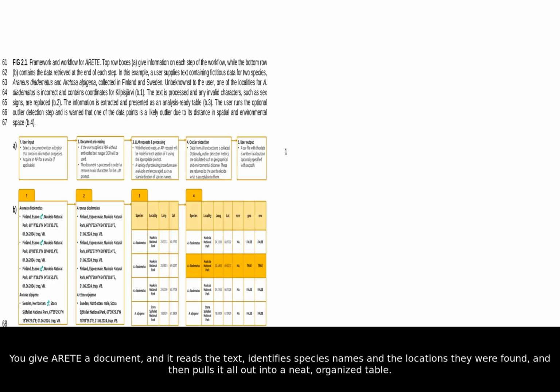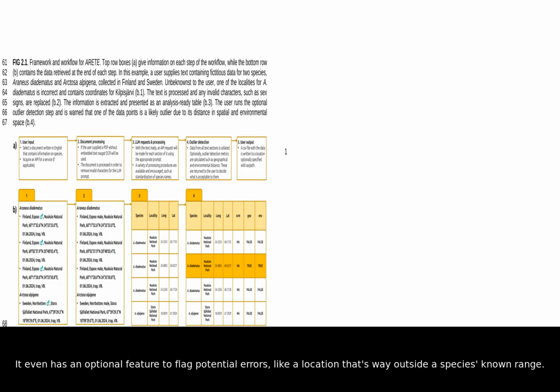You give ARETE a document, and it reads the text, identifies species names and the locations they were found, and then pulls it all out into a neat, organized table. It even has an optional feature to flag potential errors, like a location that's way outside a species' known range.